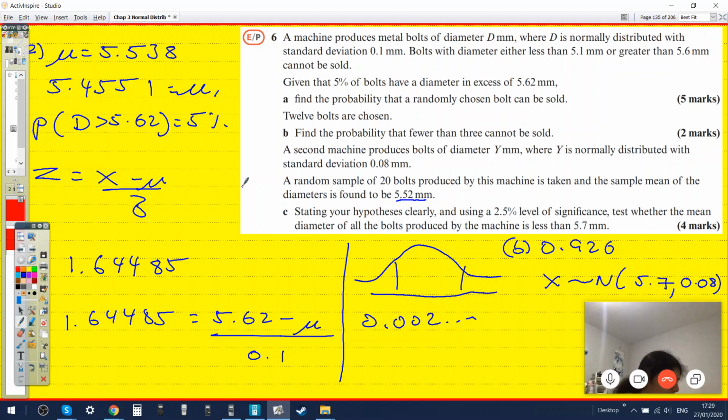So H0 is P is equal to 5.7, I think. Right. And then, hold on. Mu is equal to 5.7. Why is mu equal to 5.7? It says mean diameter. Okay, I don't know how to do this then. H1 is mu is less than or equal to 5.7. Will it not just be less than? Yeah.